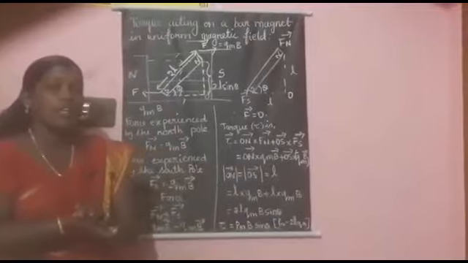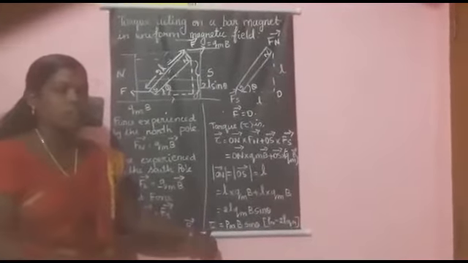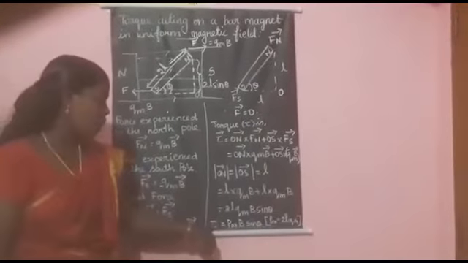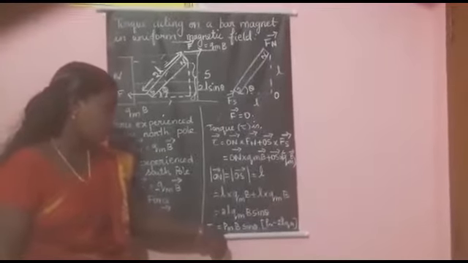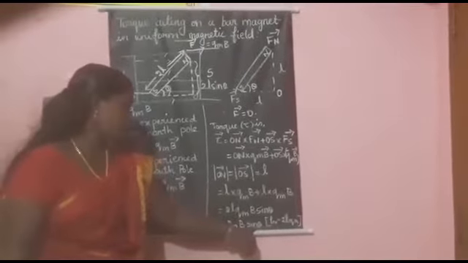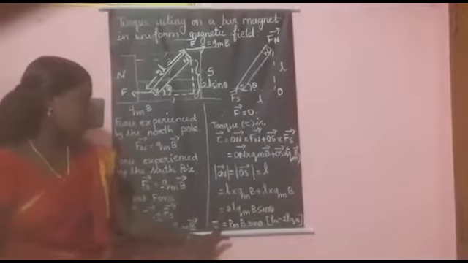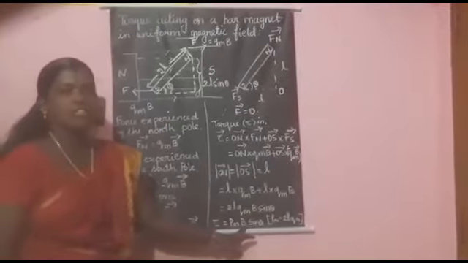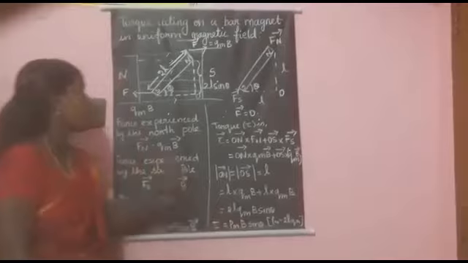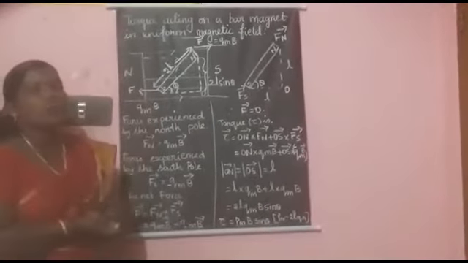In vector notation, torque is a vector quantity. It has both magnitude and direction. So torque tau vector equals pm vector cross B vector. Sin, no need to mention there. Okay, so the final vector formula is tau vector equals pm vector cross B vector. This is the formula of torque acting on a bar magnet in a uniform magnetic field.